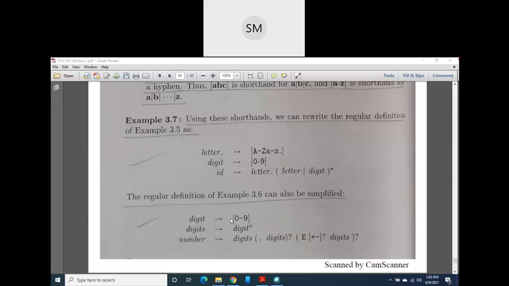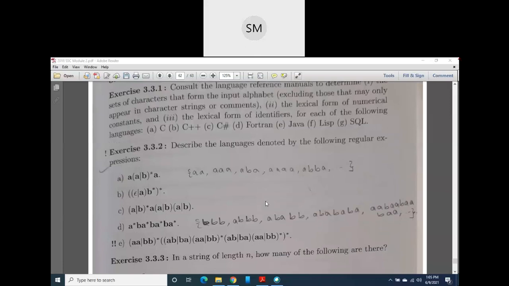Then instead of writing all 0 to 9 separated by pipelines, I have just mentioned it in a square bracket with a hyphen in the form of a range to represent the digit. See how compactly we have written regular expressions. Okay. So these are regular definitions. These are regular expressions. Just remember how to write the regular definitions.